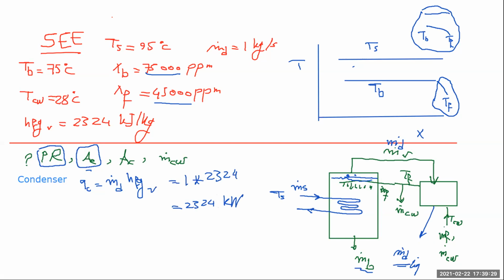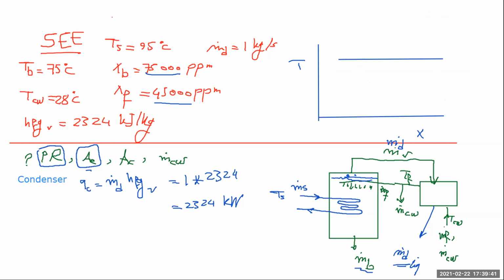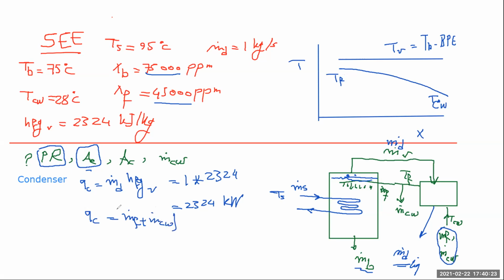Then the temperature profile here is going to be different. This is the vapor temperature, which is TB minus the boiling point elevation. The boiling point elevation is given to be 1 degree centigrade here. And this is going to be utilized to heat the feed from T cooling water up to T feed. So when you look at the analysis here, we have m dot feed plus m dot cooling water. This is going to be used to heat m dot feed plus m dot cooling water times Cp times T feed minus T cooling water.